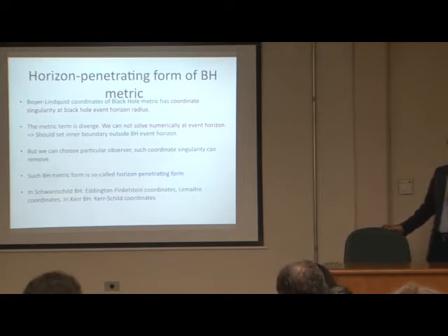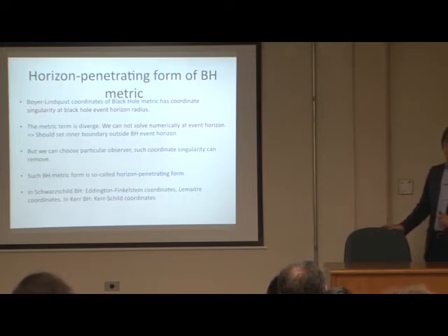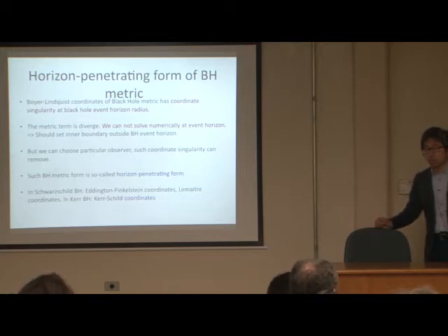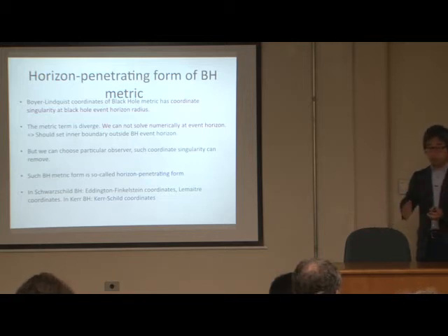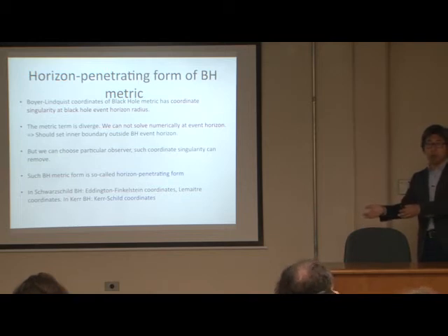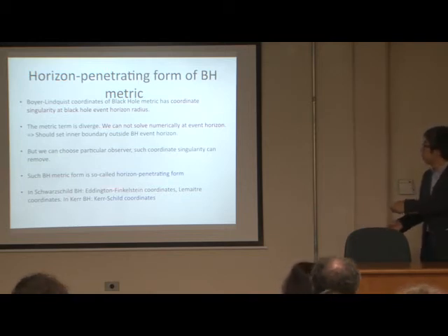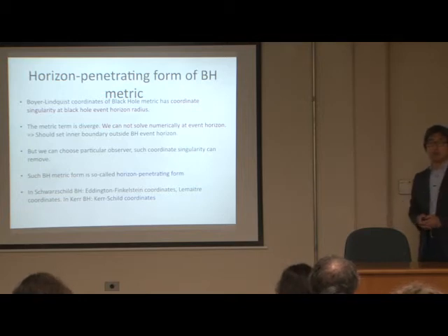So how do you deal with your Dilaton black holes? What coordinates do you use for your Dilaton? We are writing this up; I haven't written the paper yet, but we are making a general form to transform the normal Boyer-Lindquist coordinate to the horizon penetrating form, similar to this Lemaitre coordinate. If you are interested, I can give you the information.